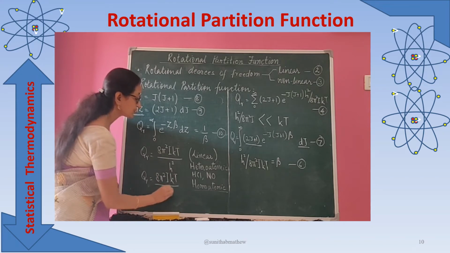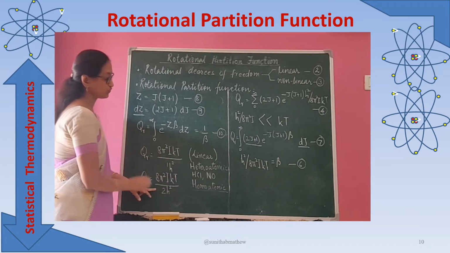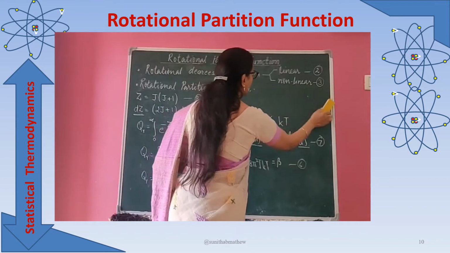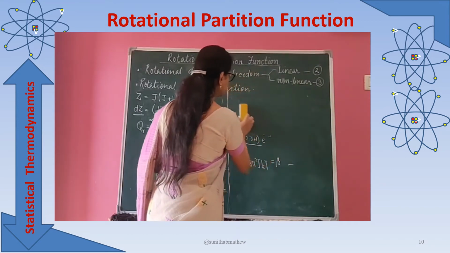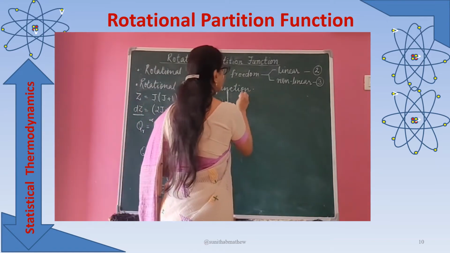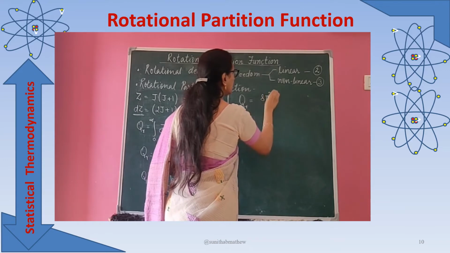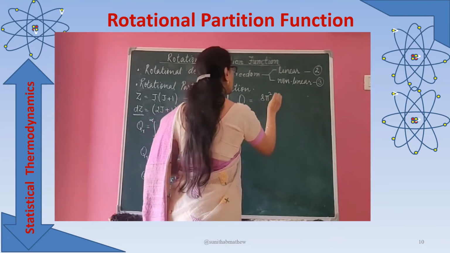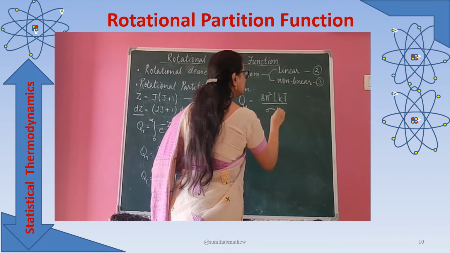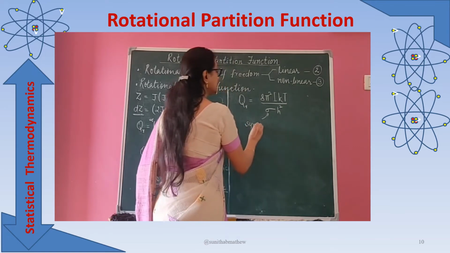So in heteroatomic this value is 1 and here it is 2. So in general form we can introduce a term known as symmetry number. So we can write QR, whether it is heteroatomic or homoatomic, as 8 pi square I kT upon sigma h square, where sigma is known as the symmetry number.